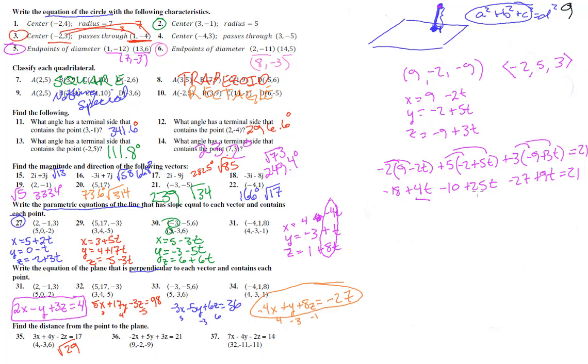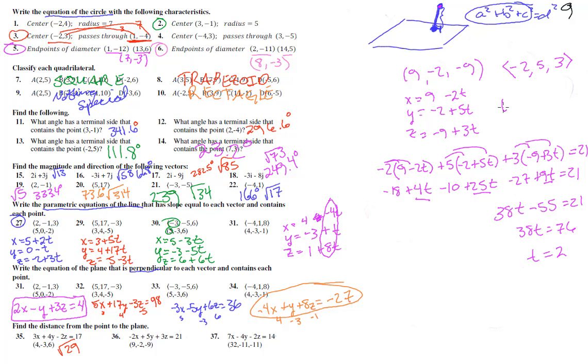And let's see, we have a 4t and a 25t and a 9t. That's 38t. Negative 18, negative 10, that's negative 28. And negative 27 is a negative 55 equals 21. So if we add 55 over there, we get 38t equals 76. Divide by 38, and t equals 2.